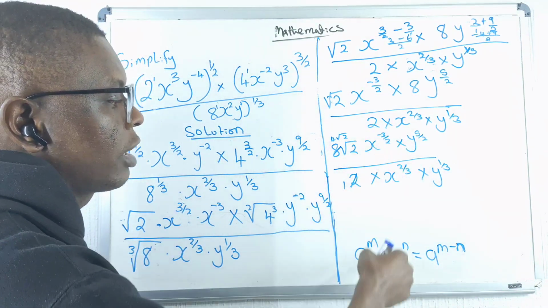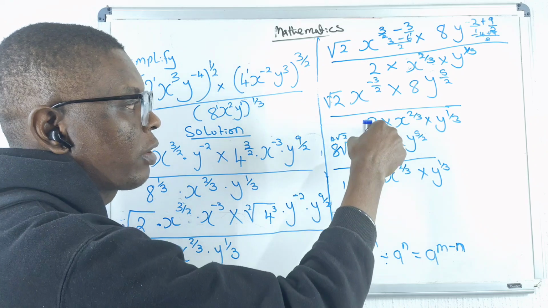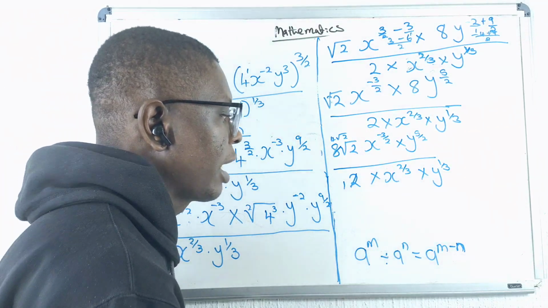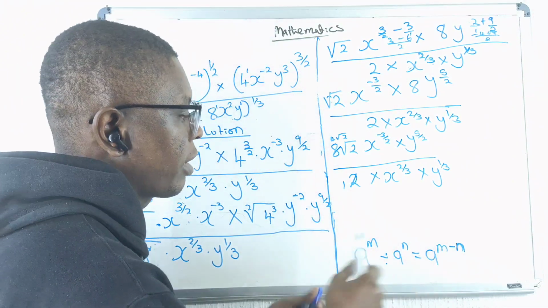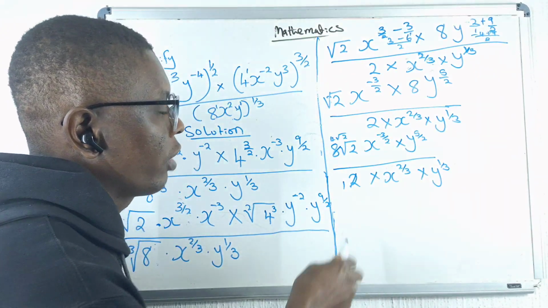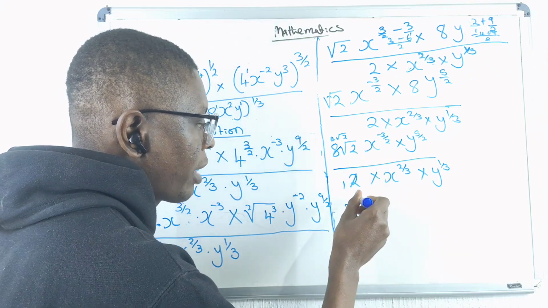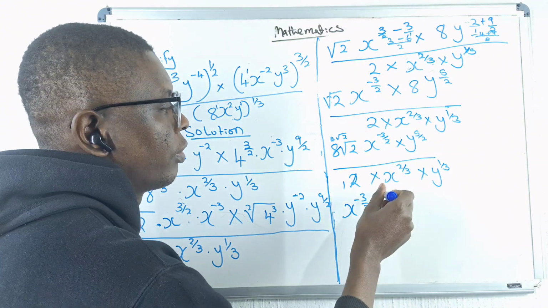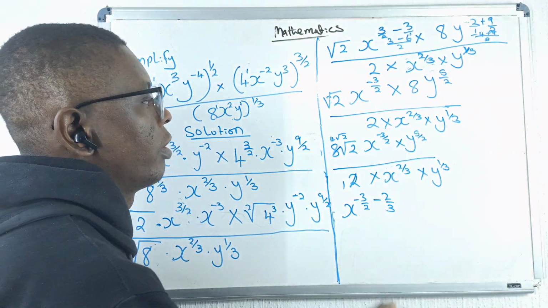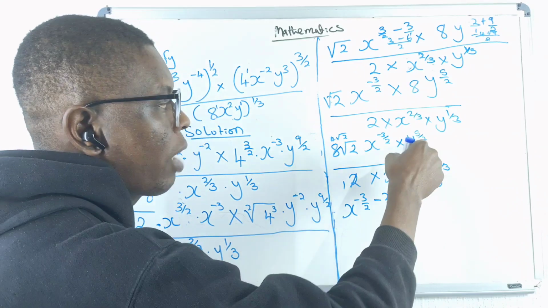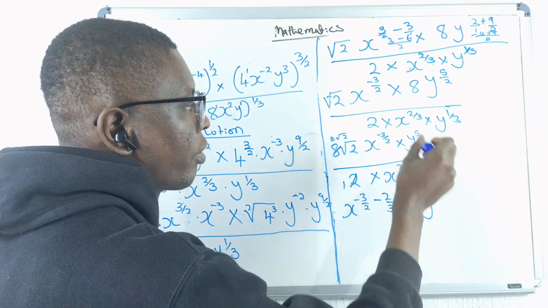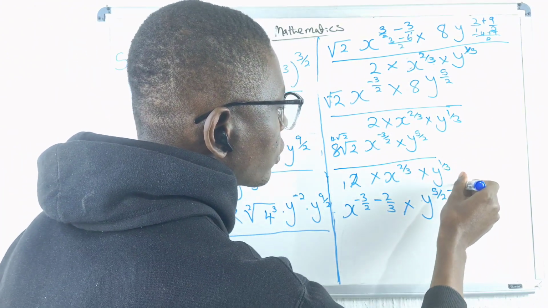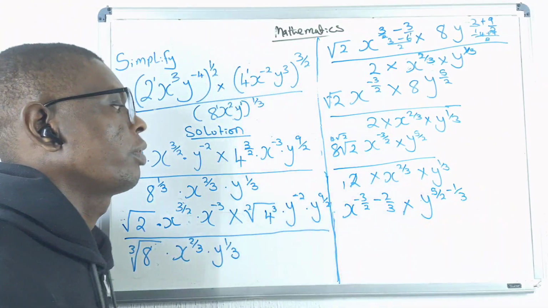So now let's do the same thing that we just saw there. We have x minus 3 over 2 divided by x 2 over 3. So we will represent it here again in fractional form using this law. So I'll go further to say x raised to minus 3 over 2 minus 2 over 3, times y raised to 5 over 2 minus 1 over 3. That is it.